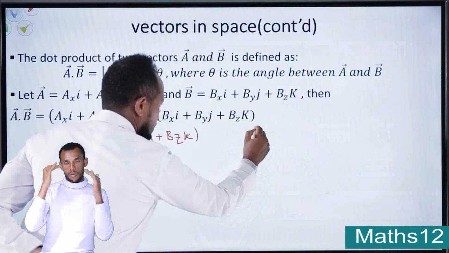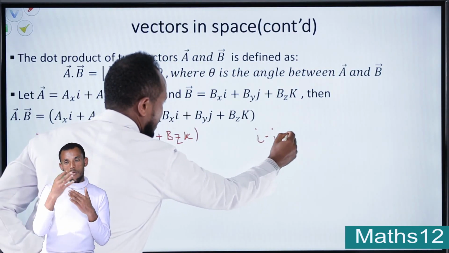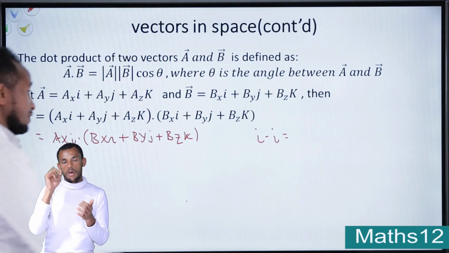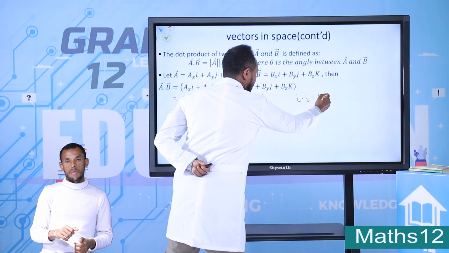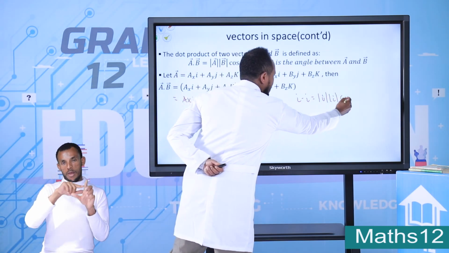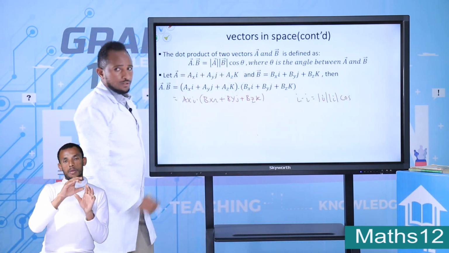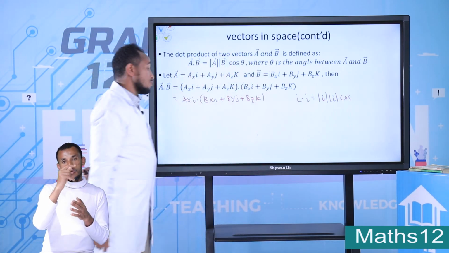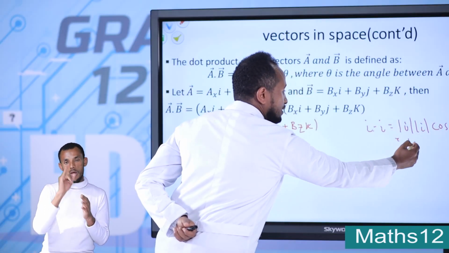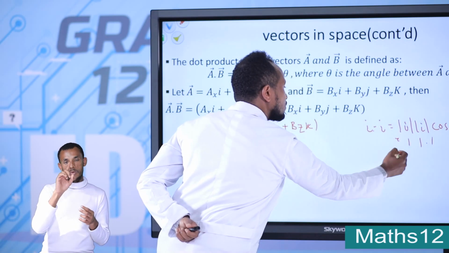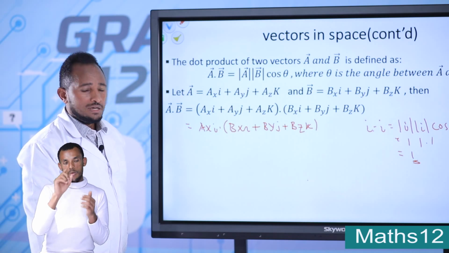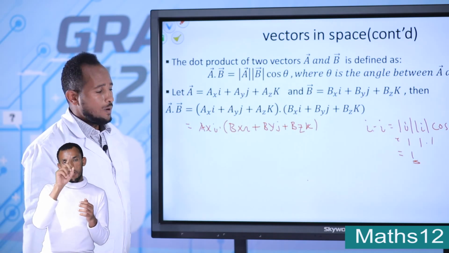I hope you know this, the dot product of I with I. So I dot I, simply you can evaluate using this: magnitude of I times magnitude of I times cosine of the angle between the two vectors. The angle between the two vectors is 0, cos 0. Magnitude of I is 1, 1 times 1, cos 0 is also 1. The product will be 1. I dot I is 1. Similarly, J dot J is also 1, K dot K is also 1.